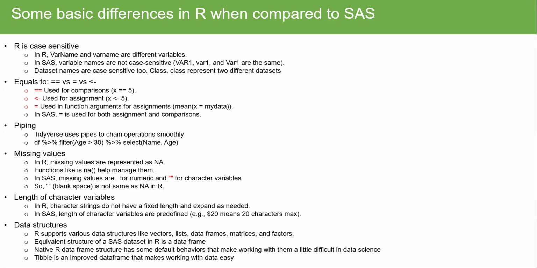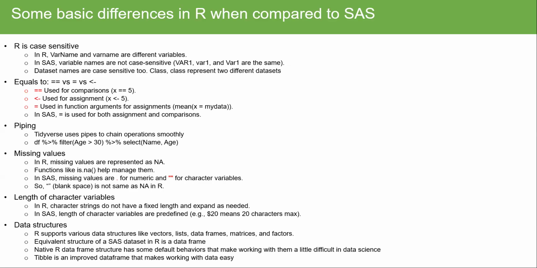And then we have data structures. R supports various data structures like vectors, lists, data frames, matrices, and factors. But the closest equivalent for a SAS dataset in R is a data frame. There is no direct equivalent concept, at least as a clinical trials programmer, we might not have seen any data structure related to vectors, lists, matrices, or factors directly. There are other data structures available, but we will touch them on a need basis, and will not go extensively into that. So the equivalent structure for a SAS dataset in R is a data frame.